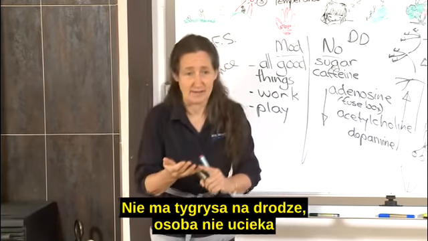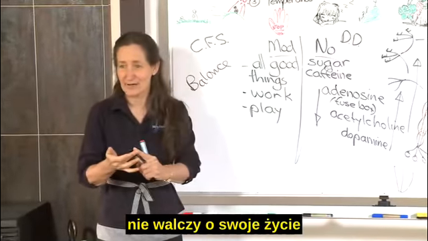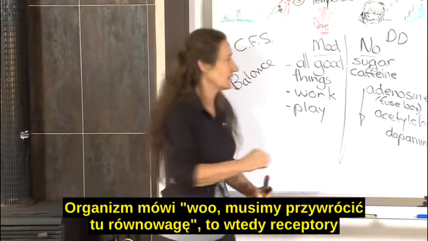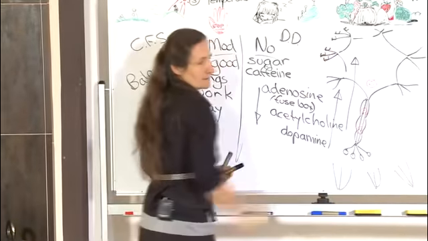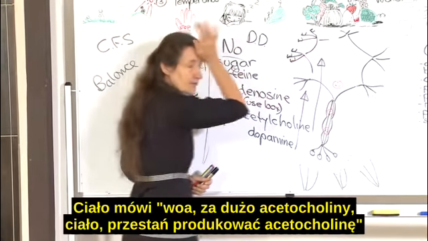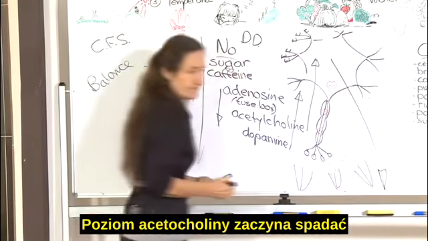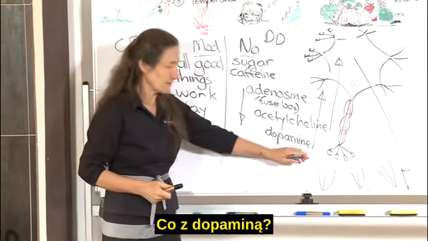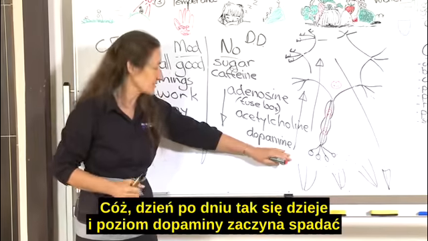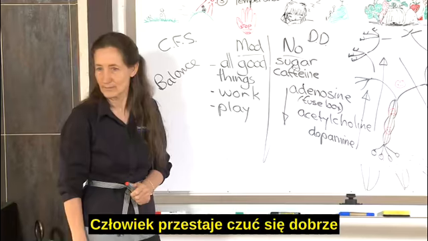The person's not running. They're not climbing the tree. They're not fighting for their life. So the body goes, whoa, we've got to bring some balance back in here. That's when the receptocytes develop. Body says, whoa, too much acetylcholine. Body, stop making so much acetylcholine. Acetylcholine levels start to drop. What about dopamine? Well, day after day after day this happens, dopamine levels start to drop. The person doesn't feel good anymore.